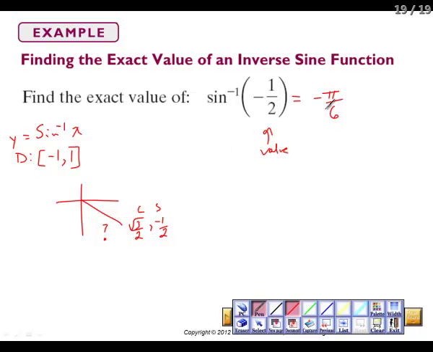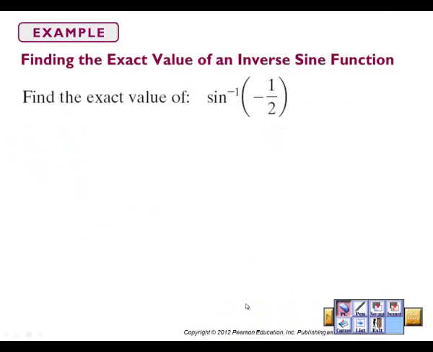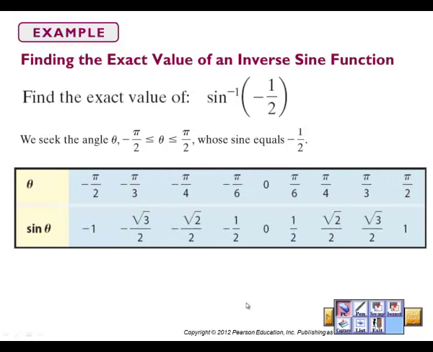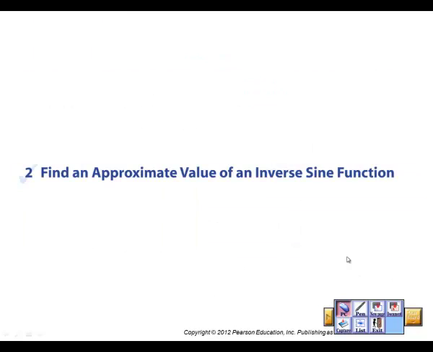Now we're looking at the value and we're trying to get the angle. So we see here at -1/2, we're given the value and we're trying to find the angle, which is going to be -pi over 6. Okay. Find an approximate value of an inverse sine function.